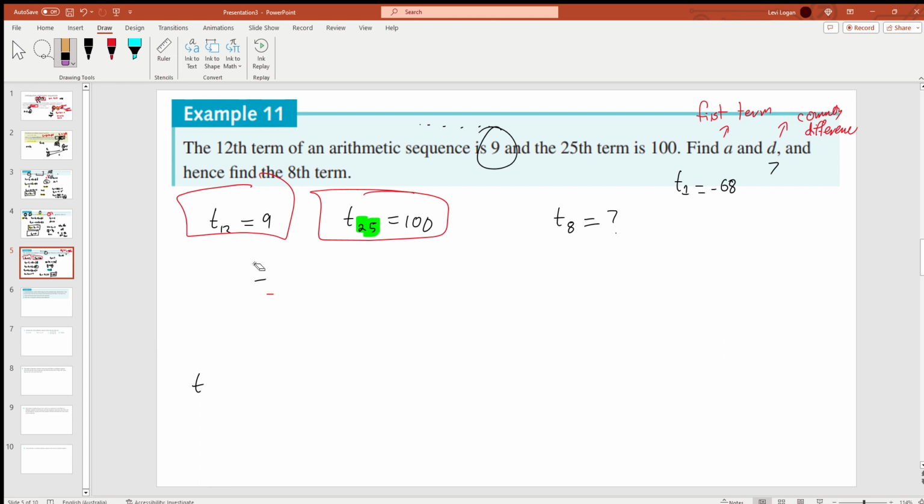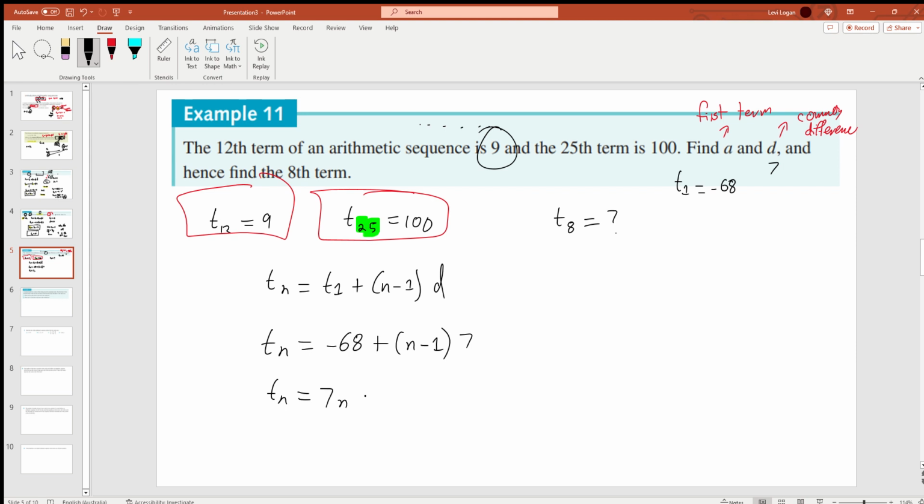And now we've got to answer the final question because we've got to find the 8th term. So using our rule again, t of n equals t of 1 plus n minus 1 times d. We know what d is, and we know what the first term is. So t of n is equal to negative 68 plus n minus 1 times 7. In other words, t of n is going to be 7n minus 68 minus 7. So 68 plus 7 is going to be 75.